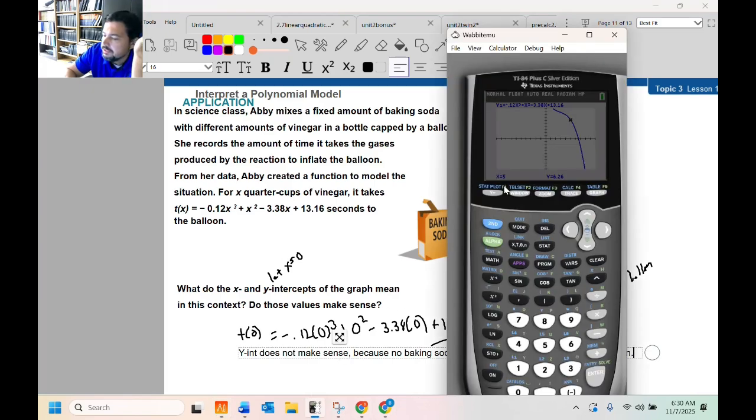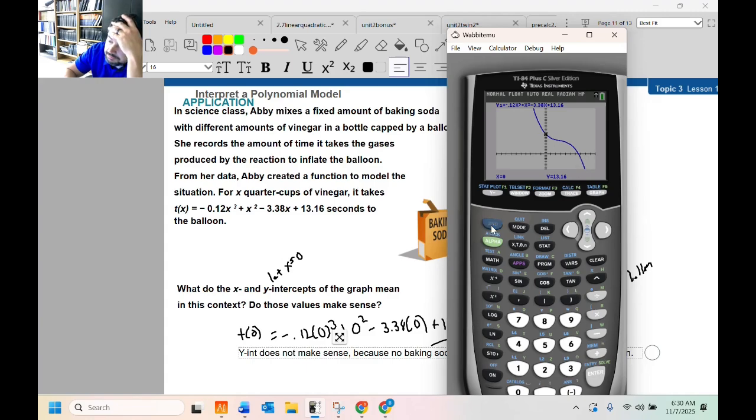Oh, by the way, using technology, if I would have looked up on my window to about 30, you know, you saw me write everything out the classic way, the things we're supposed to know how to do. I would have actually been able to see the y-intercept. And if you can see it, you could count tick marks, or, and hear me out, you could hit second trace value and let x be 0. But you still had to remember that x was 0. And you got your 13.16 seconds.